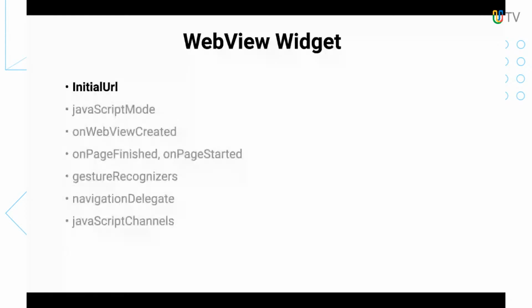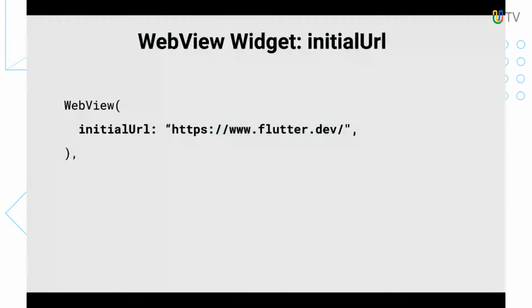First of all, we have initial URL, which, as the name says, allows you to set an initial URL to tell the web view which web page to load on creation. But this is an optional parameter, so you can provide this URL later if you want as well. And this is what you normally do. You try out the first web page and see how it works.